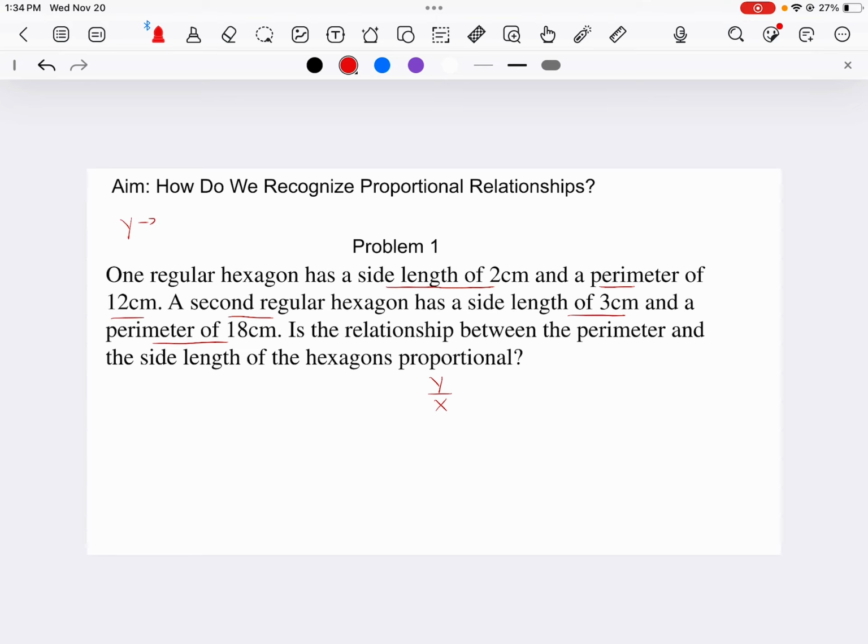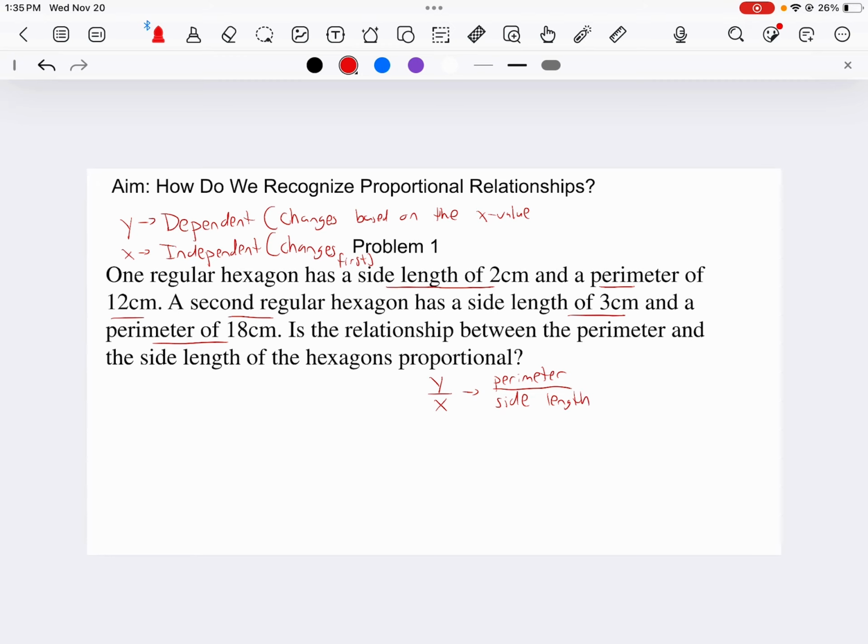Y is always going to be your dependent variable, and x is going to be your independent variable. So the x is what changes first, and the y value changes based on the x value. So in this case, the y is going to be the perimeter, and the x is going to be the side length.